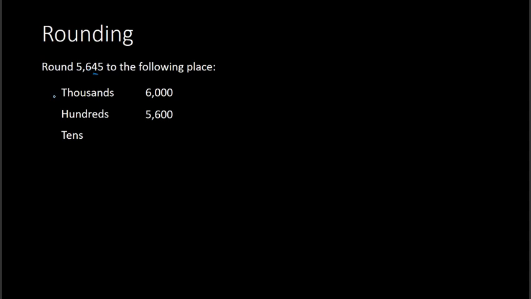And then to the tens place, I look at the one before it, which would be the ones place. So here, the 5, if it's in the middle like that, I'm going to round up. So I round the 4 up to a 5, so this becomes 5,650.